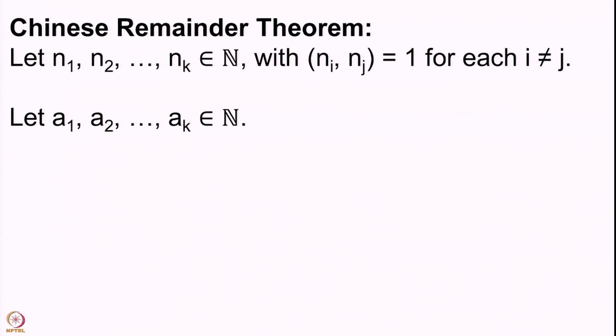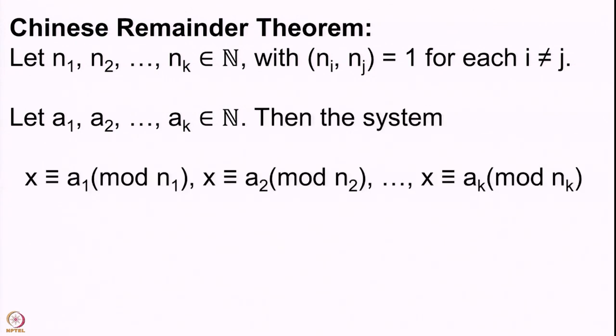Here there is no condition, and now we ask for the solution of the system x congruent to a_1 mod n_1, x congruent to a_2 mod n_2, and so on up to x congruent to a_k mod n_k. We want one single natural number which, when you take out multiples of n_1, gives the remainder a_1. When you take out multiples of n_2, it gives the remainder a_2, and so on up to the kth stage where you take out multiples of n_k, the remainder is a_k. Once again, there is no condition on a_1, a_2, ..., a_k. The only condition is on n_1, n_2, ..., n_k, and the condition is that they be pairwise coprime.